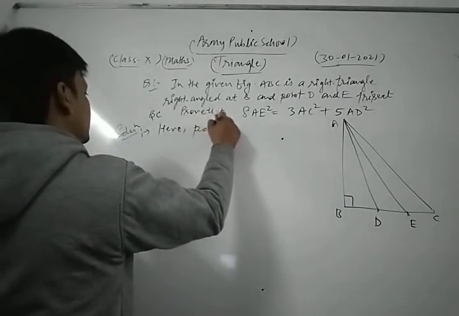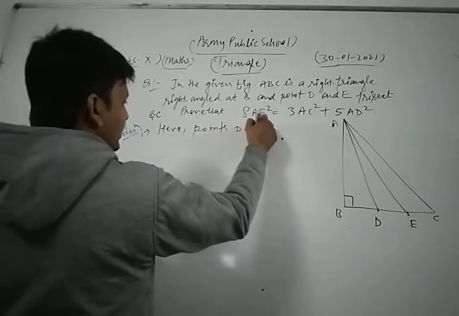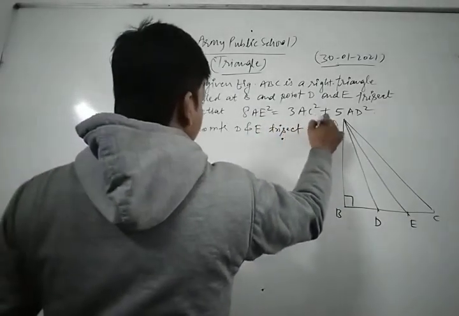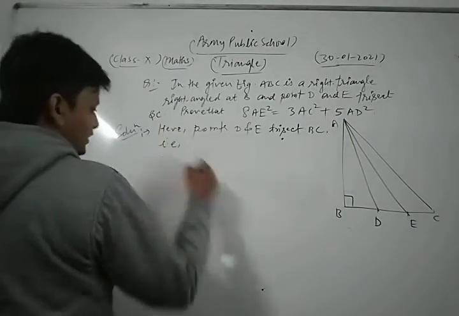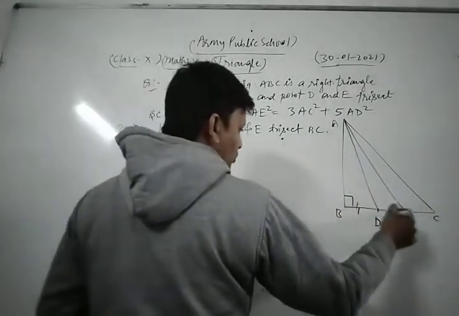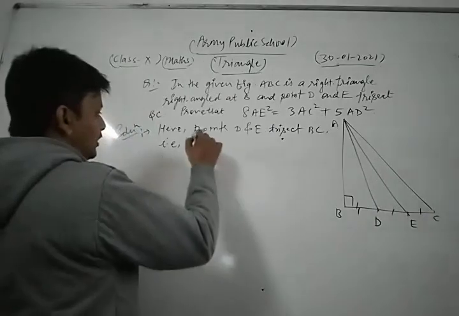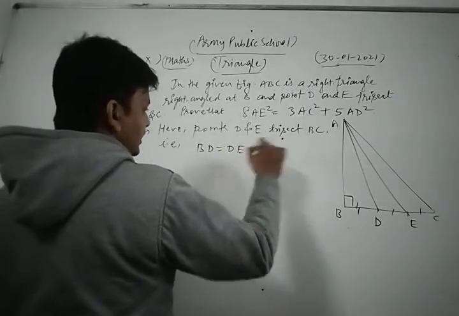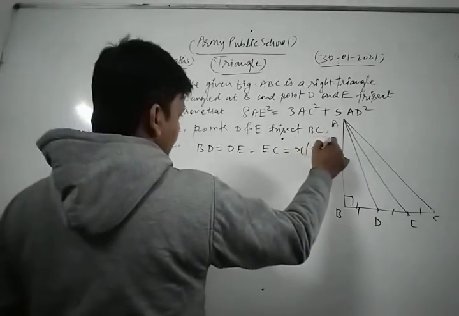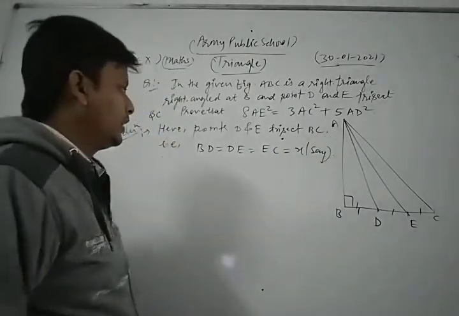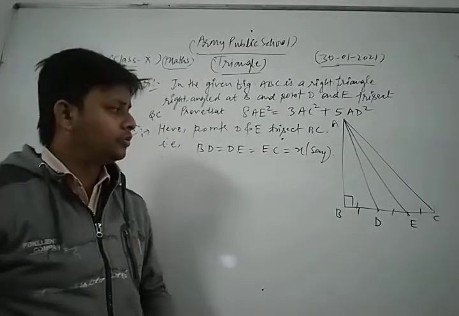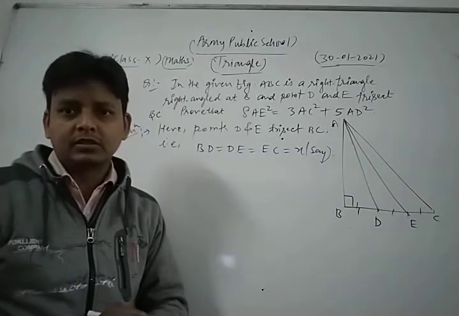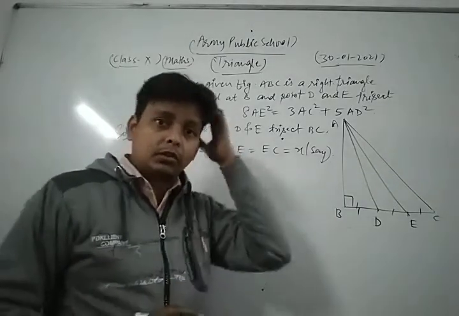Points D and E trisect BC. What does trisect BC mean? BD is equal to DE is equal to EC. Suppose that we take BD equal to DE equal to EC as X. Okay, dear students. Now let's see.